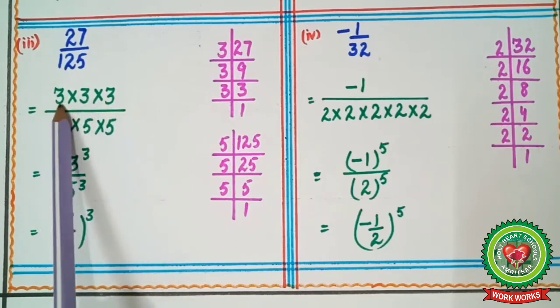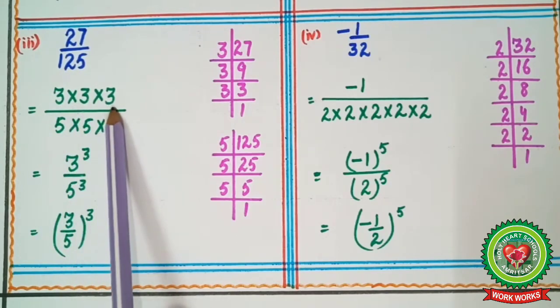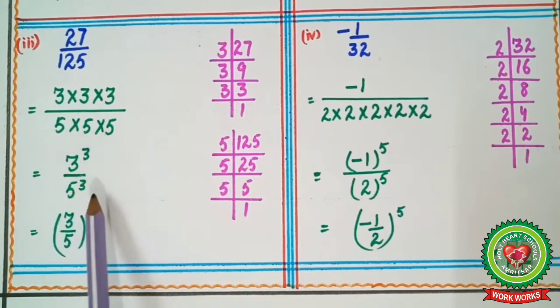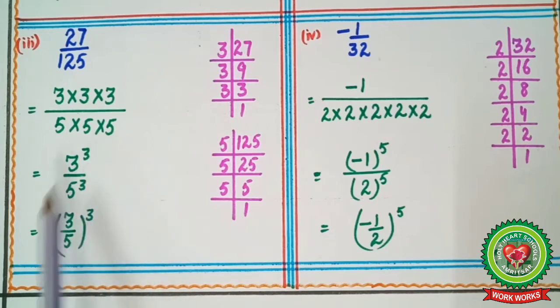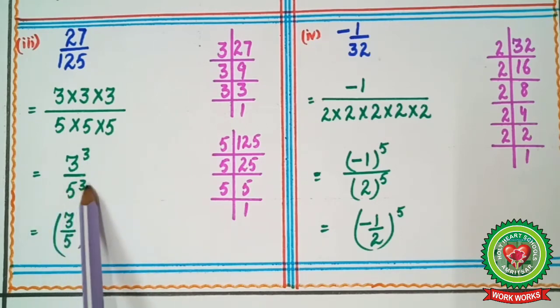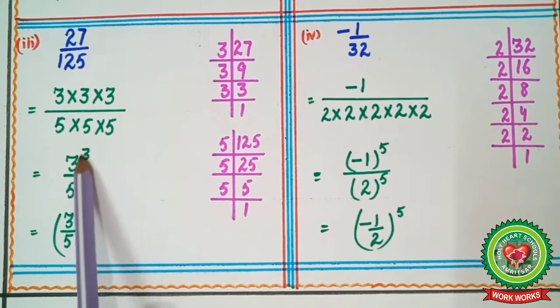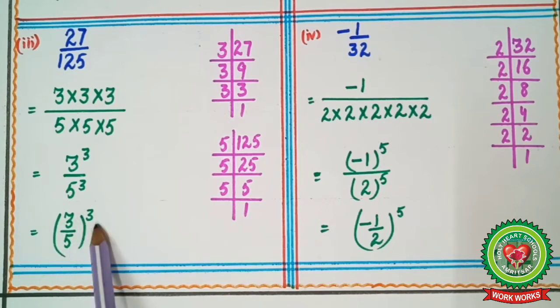Now you can see that 3 multiplied by 3 multiplied by 3, that means 3 is getting multiplied how many times? 3 times. So you will write the base only one time and the power will be 3. Now here you are having 5, which is getting multiplied 3 times again. So you will write the base only one time and the power will be 3, right? Now what is common in both? Their powers, their indexes, are common. So you can write it like this, 3 upon 5, that means the base will be 3 upon 5, and because the powers are common, you can write them outside the bracket. So 3 upon 5 raised to power 3.